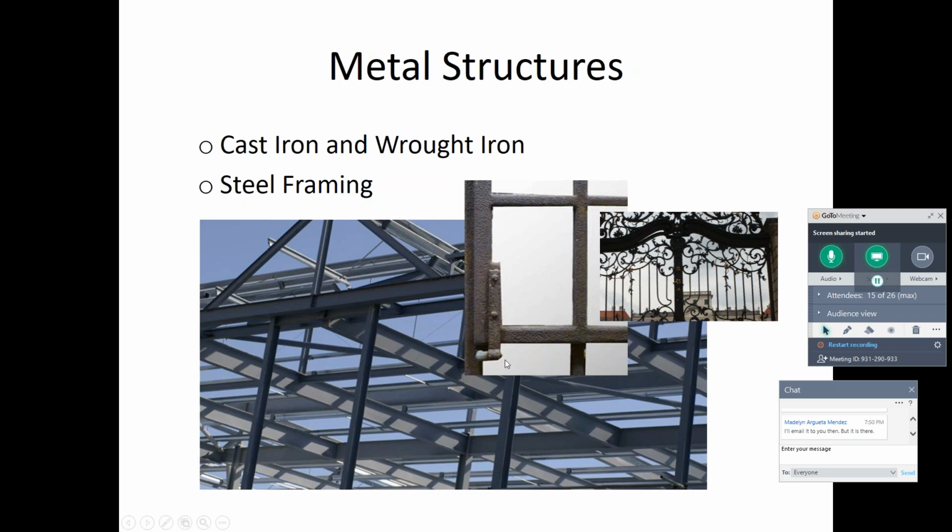And then we also have wrought iron, which is tough and malleable and relatively soft. More soft definitely than cast iron, but it's suitable for forging and rolling, and we might see it in even more workable decorative work like this gate being shown on the right. And then steel framing I'm showing in the picture below that.